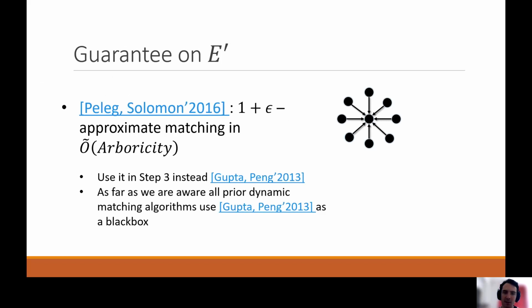And lucky for us, there is actually a result slightly stronger than Gupta and Peng's out there, which allows us to maintain a 1 plus epsilon approximate integral matching on a low arboricity sparsifier. And we'll just be using that black box solution instead of the popular Gupta and Peng solution. As far as we know, this is the first algorithm using this black box solution for step 3. Okay, so the interesting question now remains, how do we make this process dynamic?